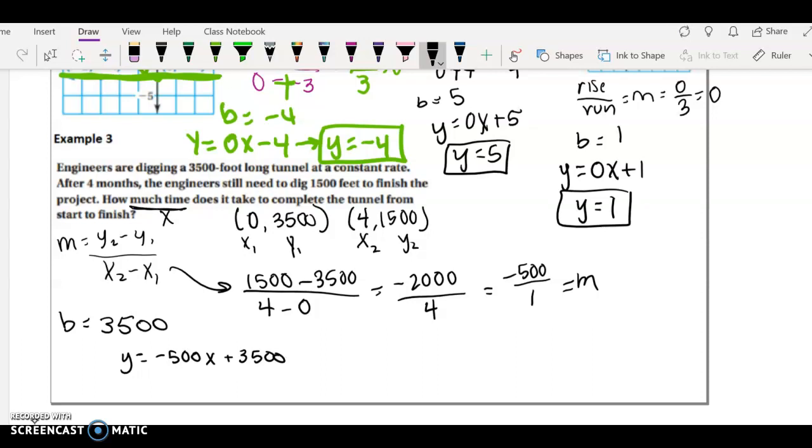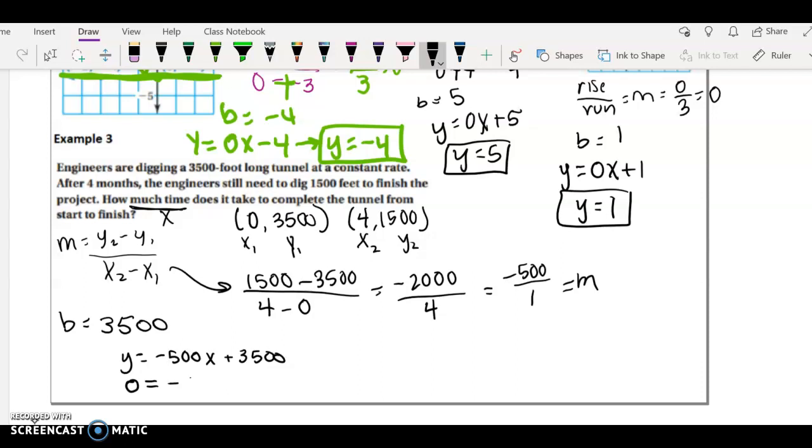So it says it wants to know how long or how much time, that's my x values, those were months, it takes to complete the project. So if I complete the project, then I no longer have to dig any more of this tunnel, which means I am at 0 for my y.